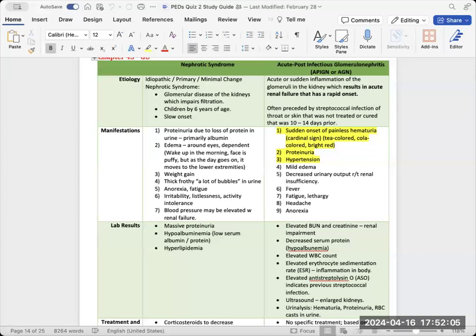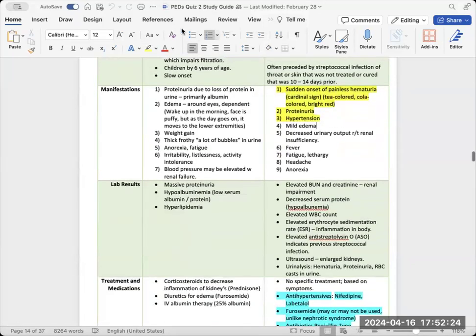Other things include mild edema, decreased urinary output related to the renal insufficiency, fever, fatigue, lethargy, headache, yes, but these are your main ones: the painless hematuria, the proteinuria, and the hypertension. You could do PPH if you have to make a cute little mnemonic, but that's what we're looking for.